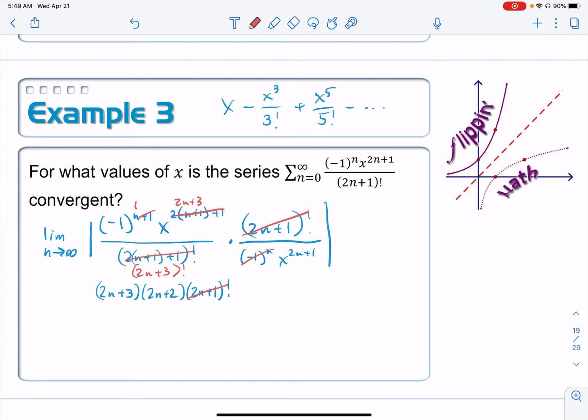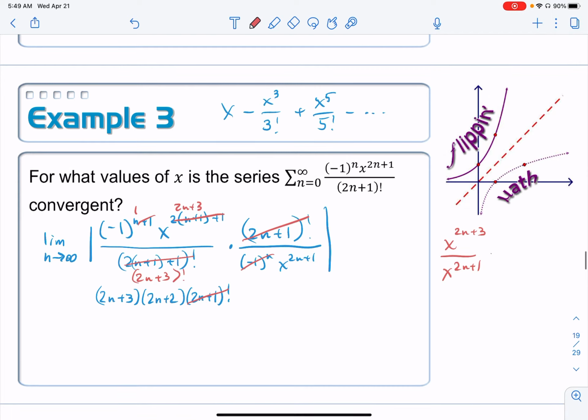Okay, all right, fine. And then finally, let's take the powers of x. It's x to the 2n plus 3, and we're dividing that by x to the 2n plus 1. You subtract your exponents there. So 2n plus 3, 2n plus 1. The two n's are, of course, going to cancel out. It's just essentially 3 minus 1, x squared. So we're left with x squared.